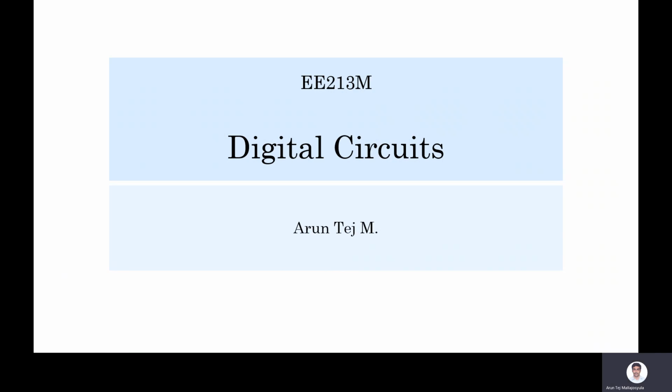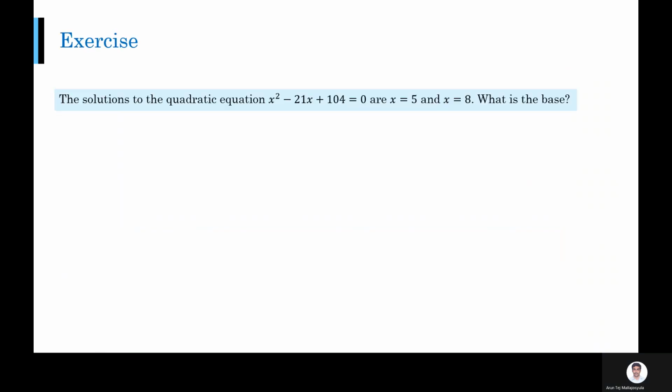Let us continue our discussion on number systems. We'll start with one example. The solutions to this quadratic equation x square minus 21x plus 104 equal to 0 are x is equal to 5 and x is equal to 8. What is the base? That is the question. I suggest you please try it yourself first and then you can check your answer. All right, so let me show the solution.